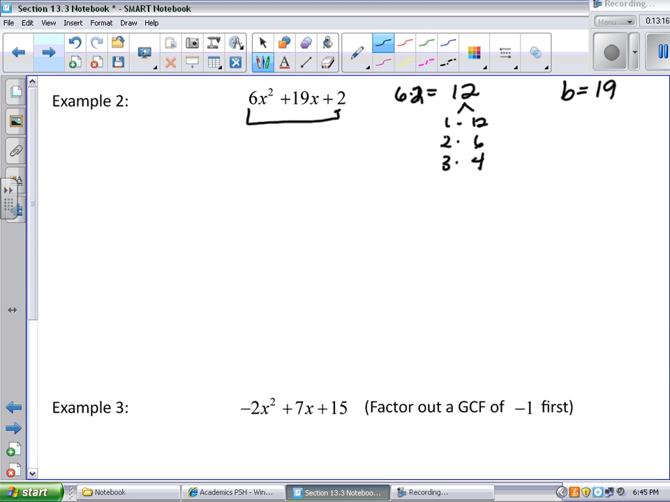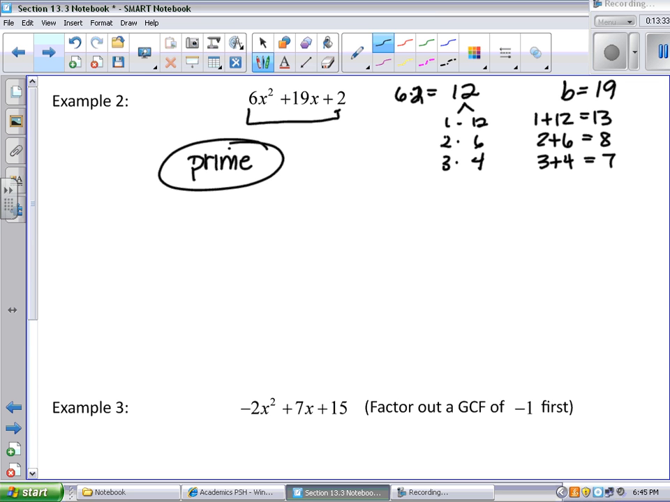Notice here, none of those add up to 19. 1 plus 12 is 13, 2 plus 6 is 8, and 3 plus 4 is 7. So this polynomial is what we call prime. It cannot be factored. So this is one of the reasons that I use this particular method, is because you know when something cannot be factored.